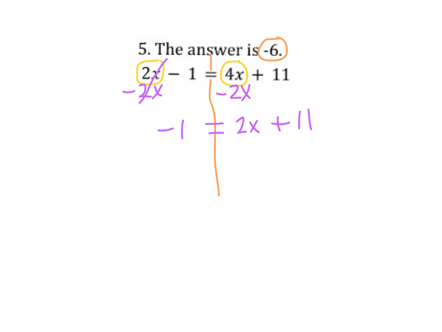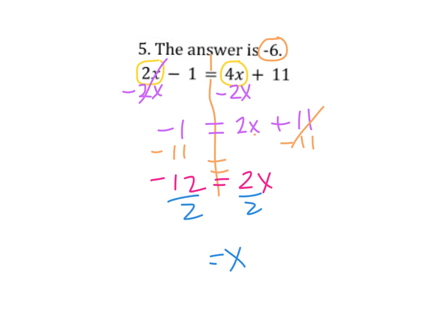Okay, and here's our two-step equation. Here's my variable, so I want to clear 11 out next. That gives us a negative 12 equals 2x. And then the final step, divide by 2, and I think we've got it. Negative 12 divided by 2 is negative 6.